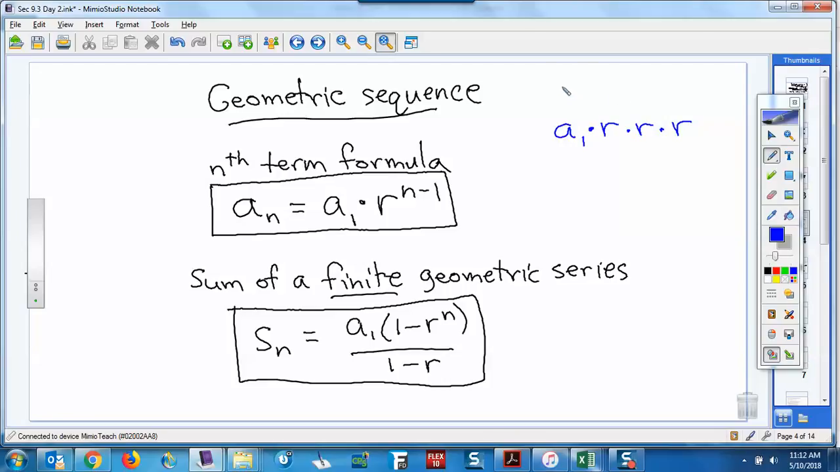Well, this is your first term. And then this would give you your second term. And then after you multiply by R again, it'd be your third term. And you multiply by R again, you get your fourth term. Well, what do you notice? To get the fourth term, you multiply by R 3 times. So that's going to be A1 times R to the third. So to get your fourth term, you multiply by R 3 times. Always 1 less. And that's why it's R to the n minus 1. Okay? So that's just a formula to look at.